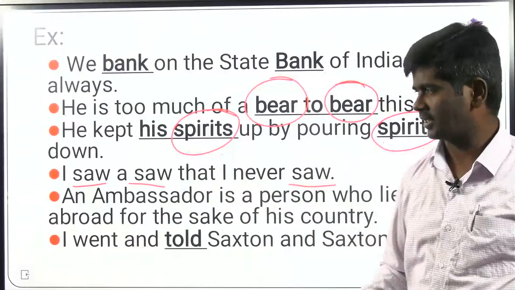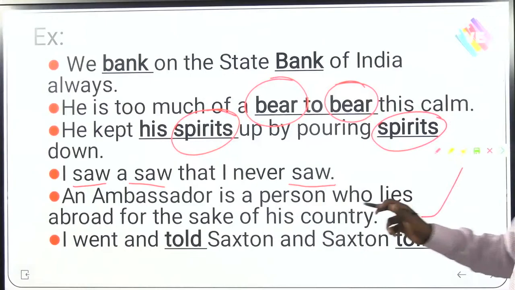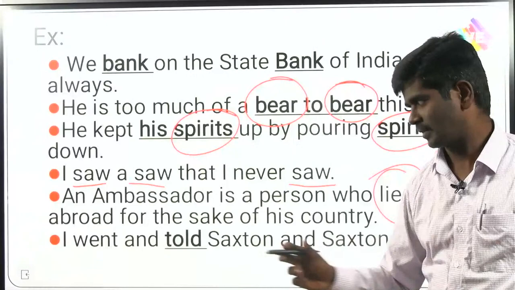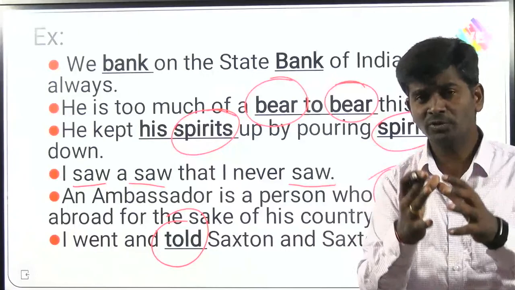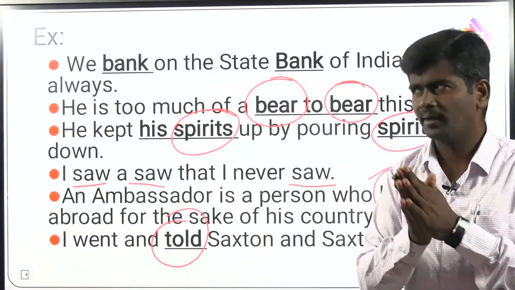Next, an ambassador is a person who lies abroad for the sake of his country. You can see the meaning of lies. Next, I went and told Saxton. Saxton told. Told, the meaning is different. Told, informed, told, surprised, like that. So use of words to convey different meaning. These kinds of expressions, my friends, come under the figurative expression pun.